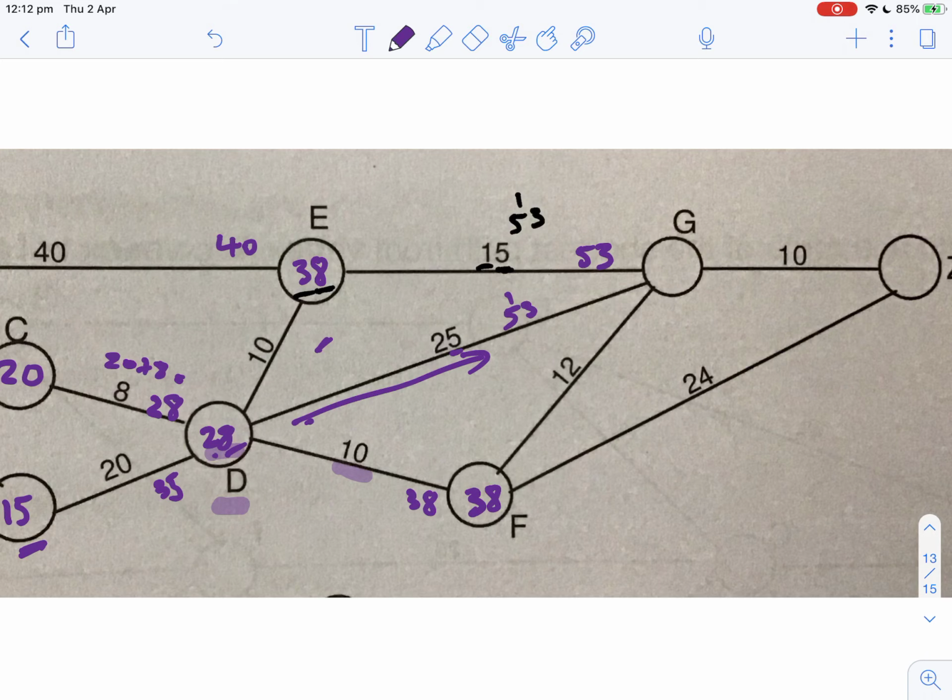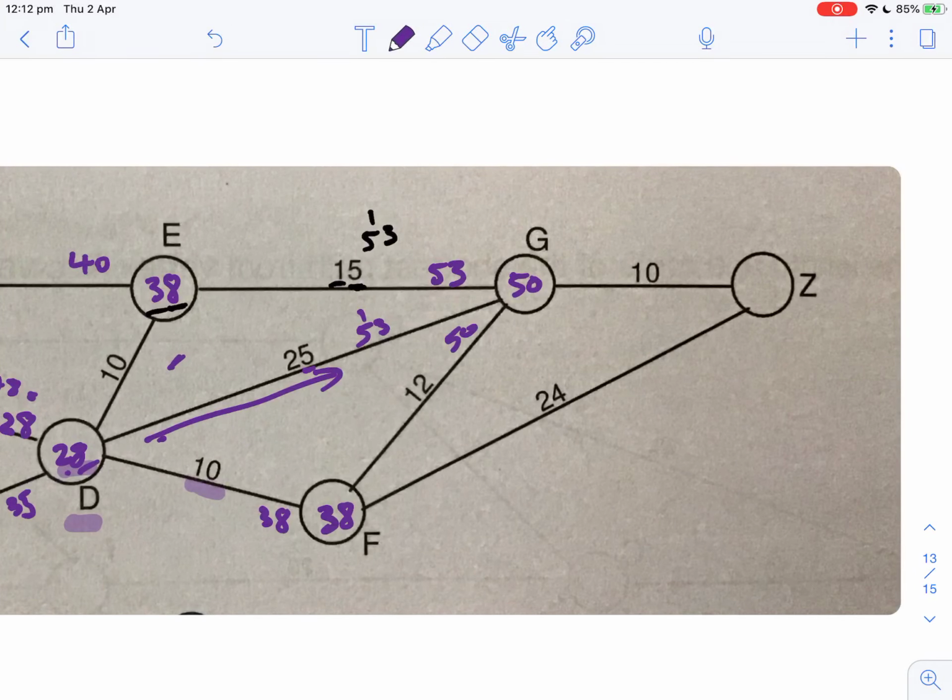in there. 38 plus my 12 would give me 30, 40, 50. So if I was coming along this way, 50 would be my shortest, so I can see 50 to G is my option. And when I come to backtrack, again, because I've written down my numbers, it's going to allow me to see that that's where I've gone.